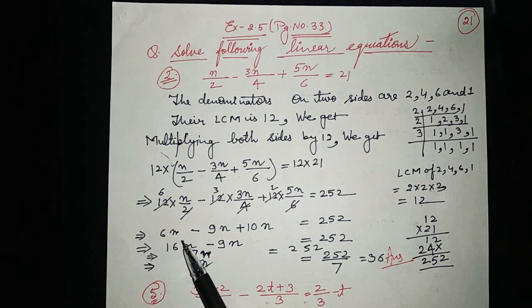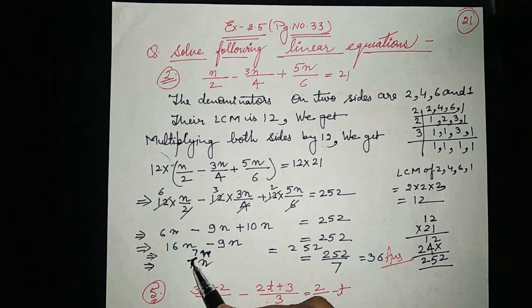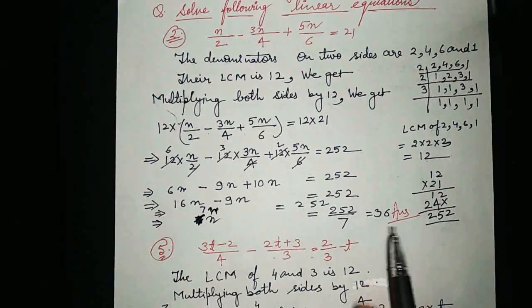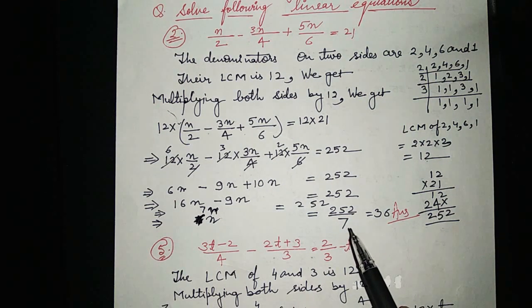In the next step 6n and 10n both are positive. We will add them and sum will come 16n and here minus 9n we will write is equals to 252. And in the next step 16n minus 9n is equals to 7n we will write and is equals to 252. Here you can see 7 is in multiplication with n. So what we have to do, we will transpose 7 from left hand side to right hand side. Then here 252 upon 7 will come.